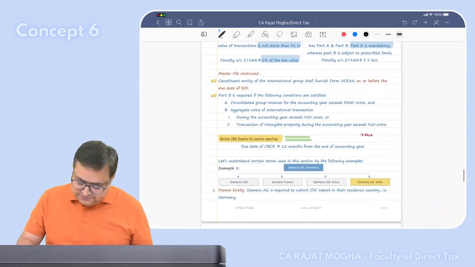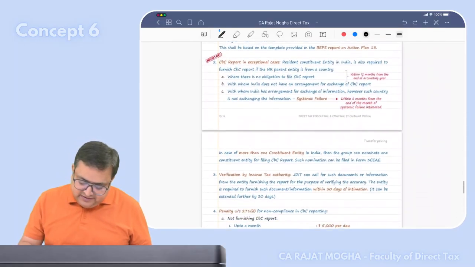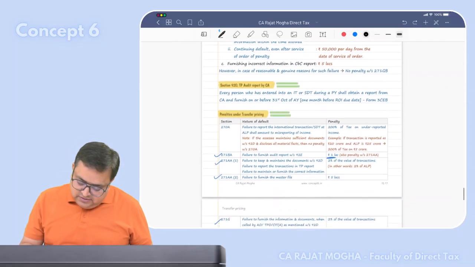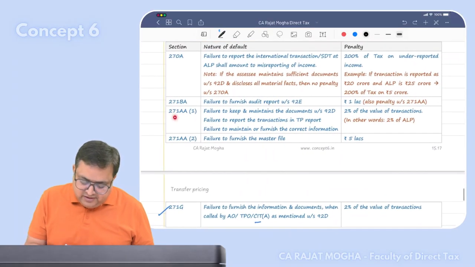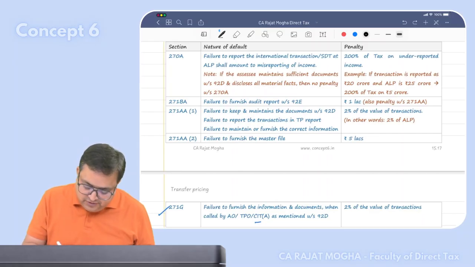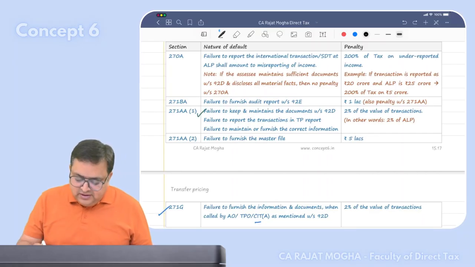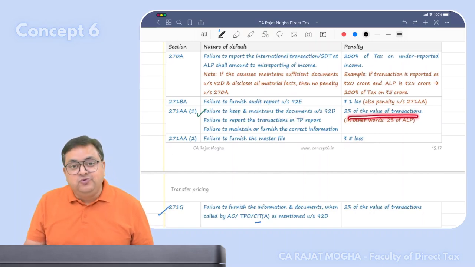See, I have also given the penalty separately. See, 271AA. So failure to keep and maintain the documents under section 92D. If you don't maintain your books of accounts, there are other penalties also, but as of now, just read this: 2% of the value of the transactions, 2% of the value.